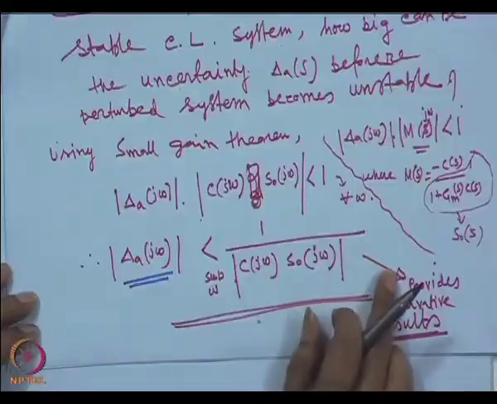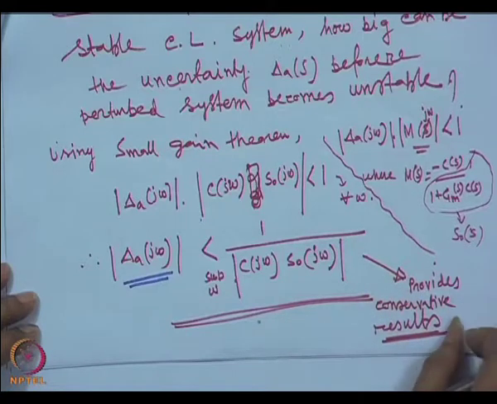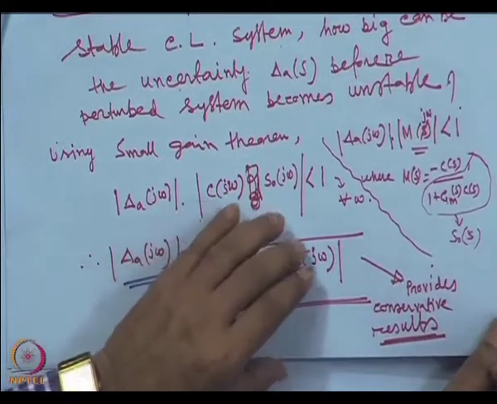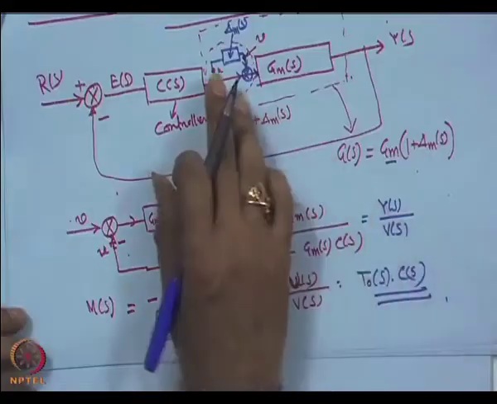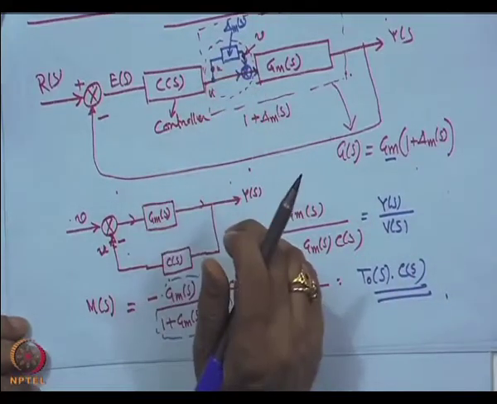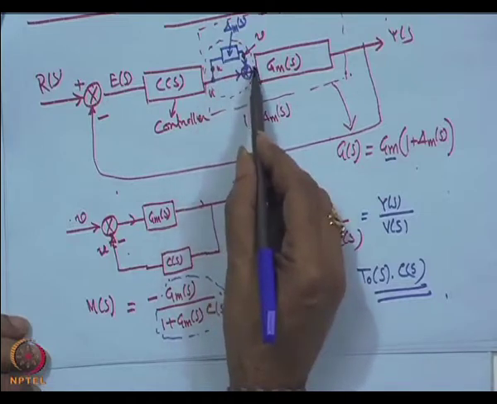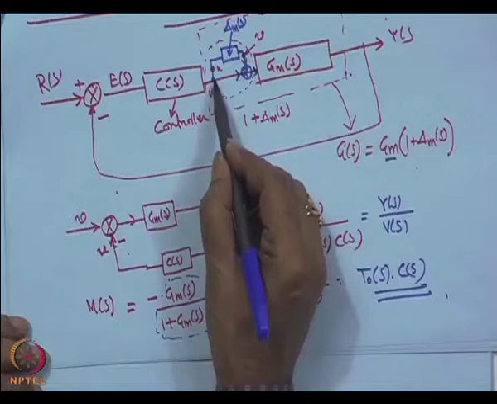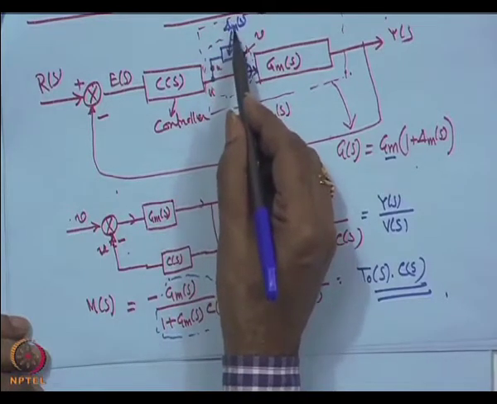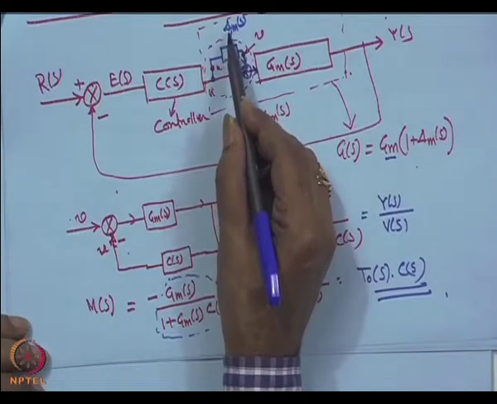But I already mentioned this provides what is called conservative results. It means that if there is a perturbation and this condition is not satisfied, it does not mean the system will not be stable; it may be stable. So, that is why it is given. Next we consider the multiplicative perturbations. So, the perturbation is before the plant model, and delta m is the multiplicative perturbation; m stands for multiplicative, A stands for additive.